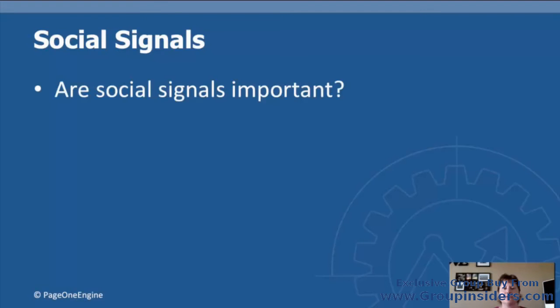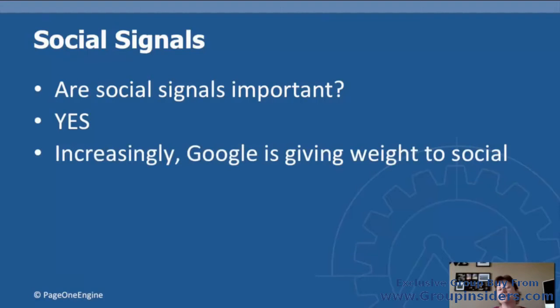Social signals are becoming increasingly more important in an SEO or optimization strategy. While we're not going to talk about it in depth in this particular module, it's something that you really, really need to take notice of. So, the first question, are social signals important? Yes, they are. They're important not only for an SEO or optimization strategy, they're important in every aspect of your online presence. Increasingly, Google is giving weight to social, meaning they are actually paying attention to what's happening. And when we talk about social, it's not just putting out a Facebook post or tweeting something. It's more about the interaction or the response to what you put out there.